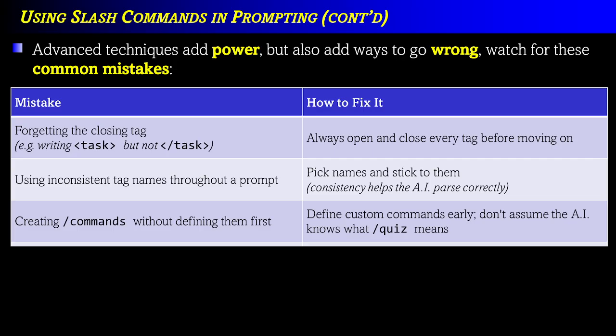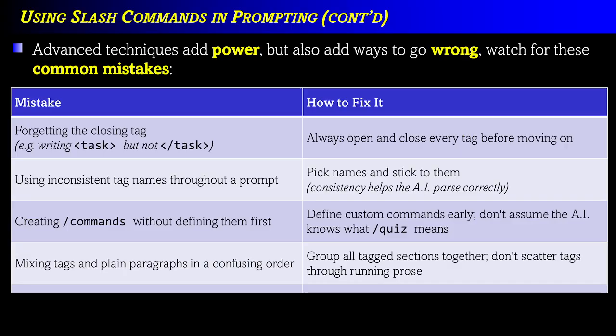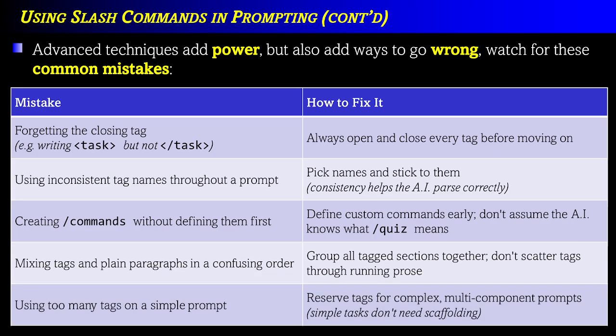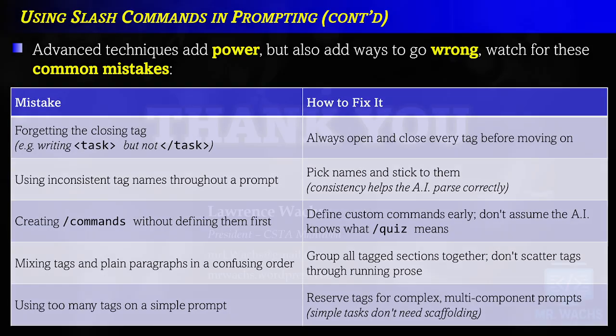Creating slash commands without defining them first. If you're going to use custom slash commands, define them early on. Don't assume the AI knows what something like slash quiz means. Another common mistake, mixing tags and plain paragraphs in a confusing order. Group all your tag sections together. Don't scatter the tags through running prose. And last, using too many tags in a single prompt. Reserve tags for complex multi-component prompts. Simple tasks don't need all this scaffolding to really identify what you're looking for. AI and LLMs are built for parsing your text.